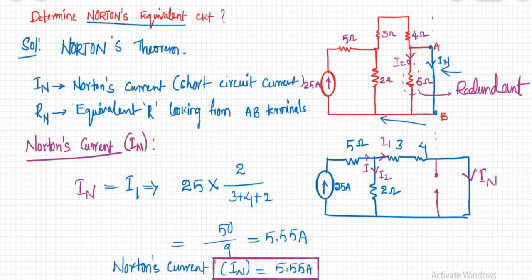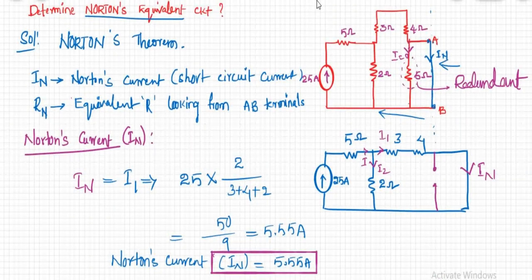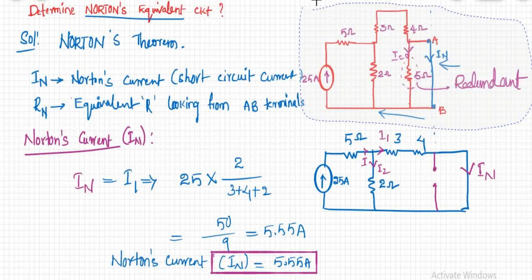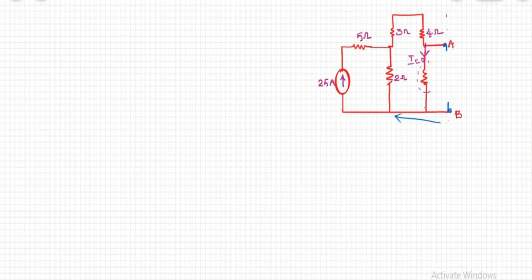Now we need to find our equivalent resistance. Let us find it. For that I am going to take the circuit here. So here we need to find our equivalent resistance between A and B terminals. Here we have a 6 ohm resistor, right? Now we need to find the equivalent resistance looking from A and B terminals here.